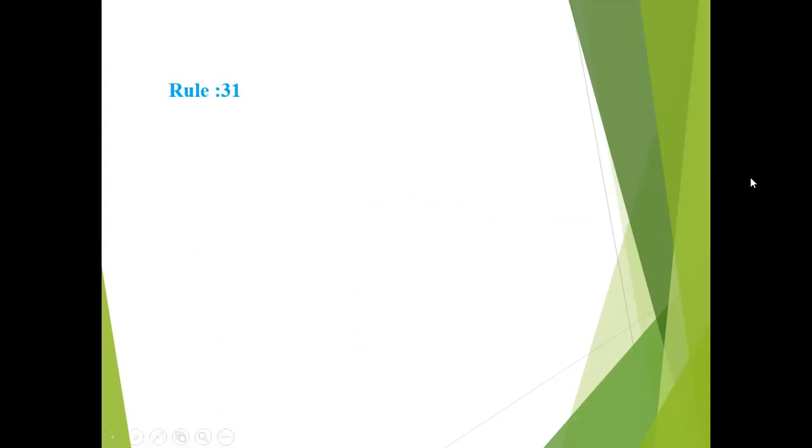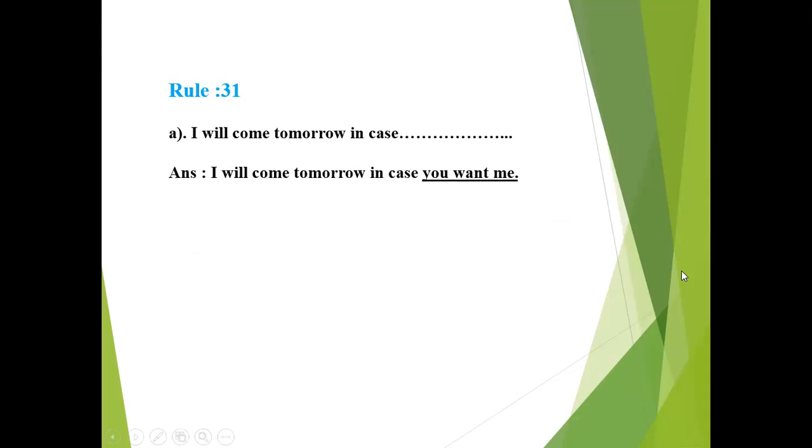Now rule 31. A, I will come tomorrow in case dash. Here in case means if. A subordinate clause with in case indicates the cause of the principal clause. So to complete an incomplete sentence related to the principal clause, a meaningful subordinate clause is used. So you can complete it using the following clause: I will come tomorrow in case you want me.